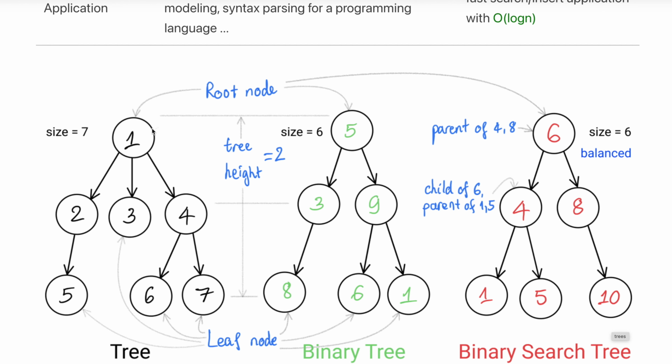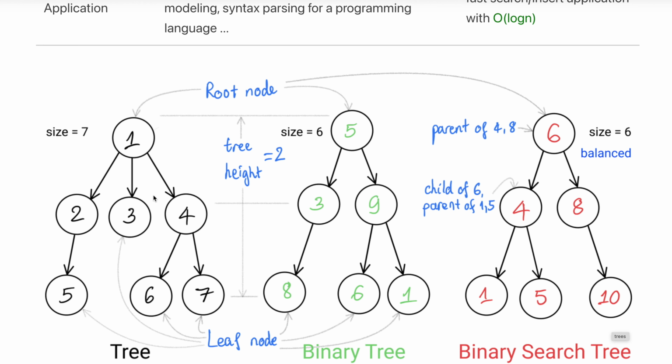For example, in this tree, we have node 1 pointing to node 2, and node 2 pointing to node 5. And in this binary tree, we have node 5 pointing to node 3, and node 3 pointing to node 8. In this binary search tree, we have node 6 pointing to node 4 and node 4 pointing to node 1 and 5. All kinds of trees have very similar building blocks. They are nodes and links, just like linked list.